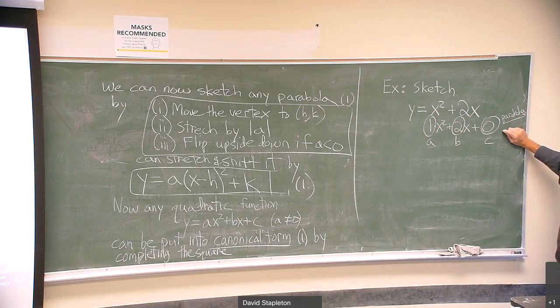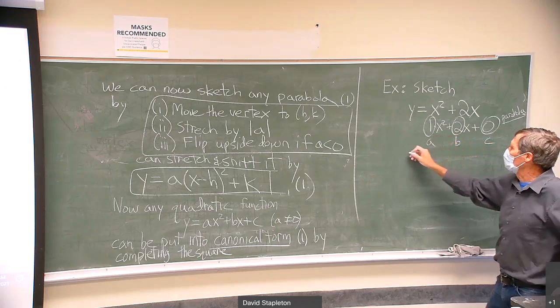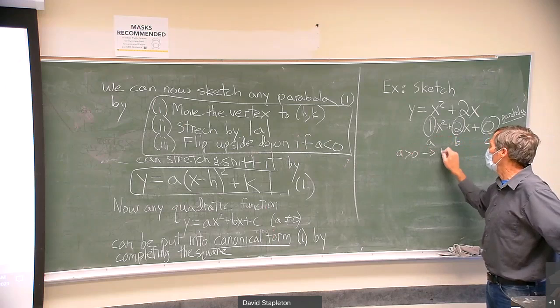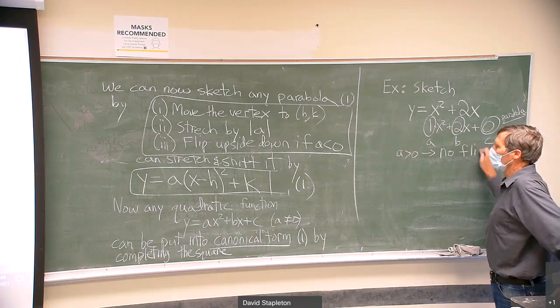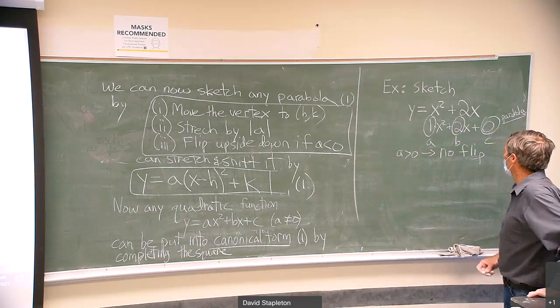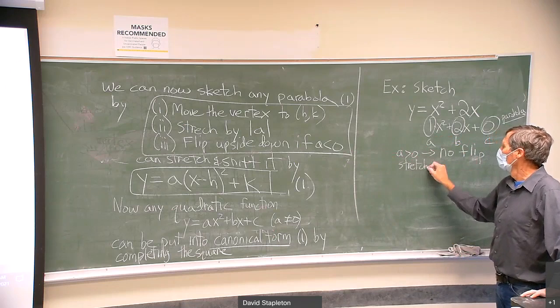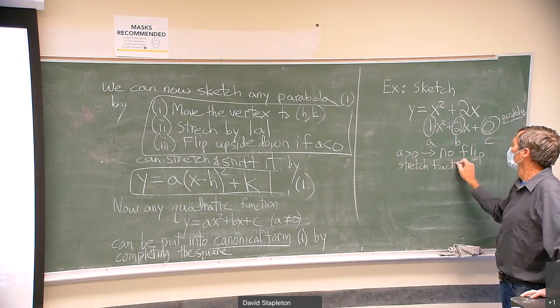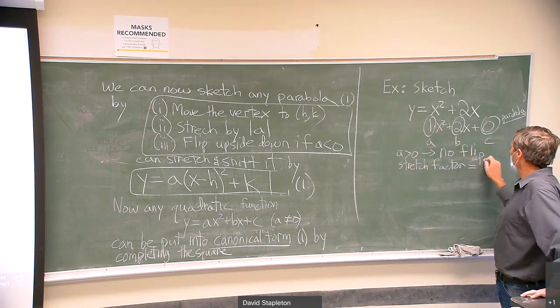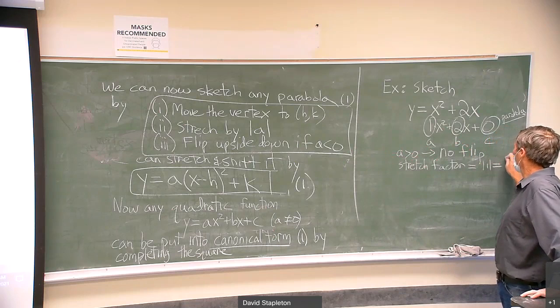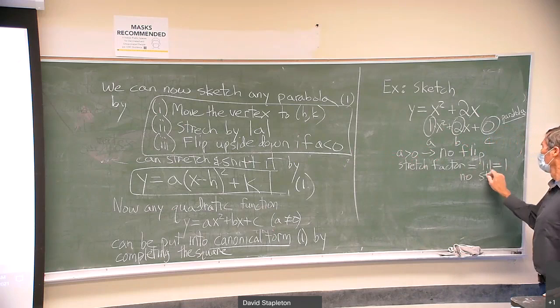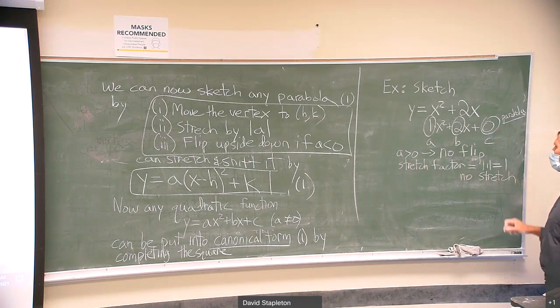Does it open upward or downward? Yeah, if a is positive, you're not going to flip it. So if a is greater than 0, there's no flip. But what's the stretch factor? The absolute value of a is 1, so there's no stretch. It's just the same shape as the baby parabola. And then where's the vertex?